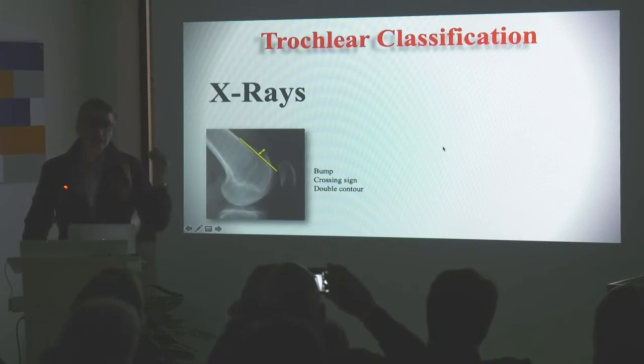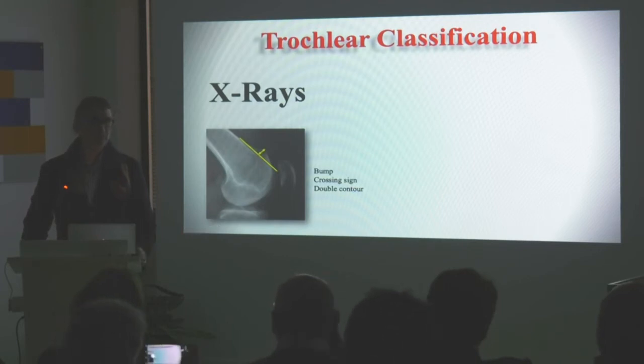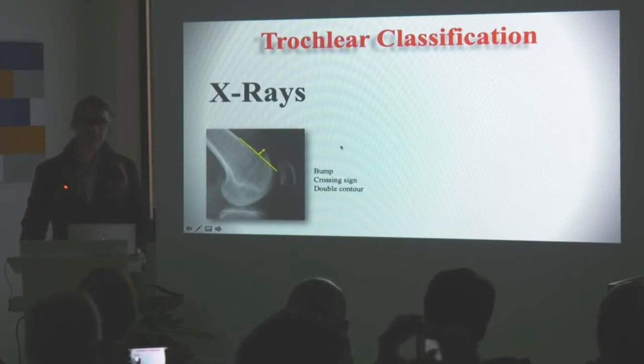Then the trochlear classification. You need to have X-rays and slice imaging to classify the trochlea. If you have only X-rays, it's not perfect. If you have only slice imaging, it's really not perfect. So X-rays will show the bump, and you cannot miss that. You really remember this X-ray. You cannot miss the crossing sign, and you cannot miss the double contour if you have it. But it's not sufficient to do the classification.